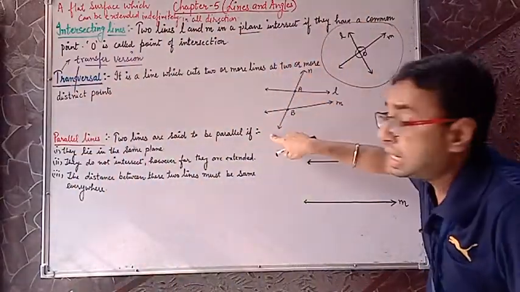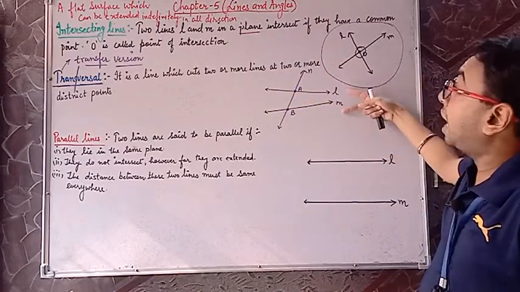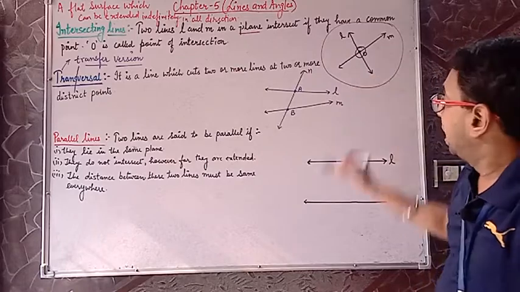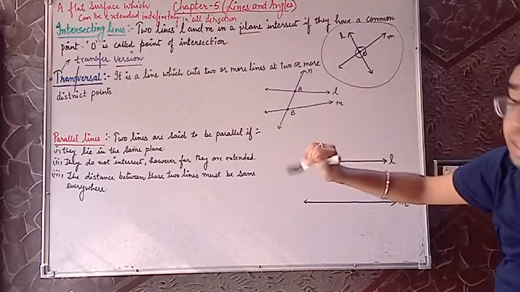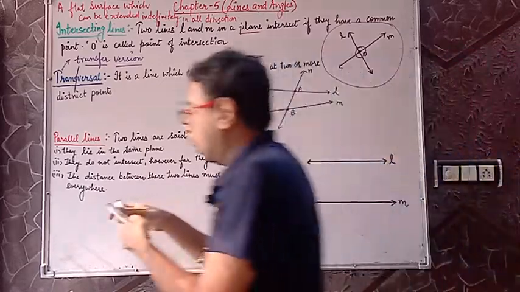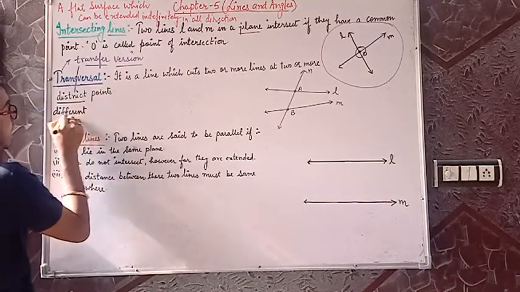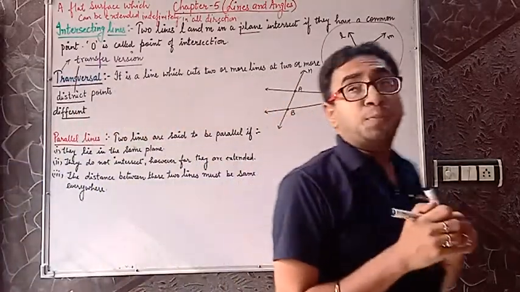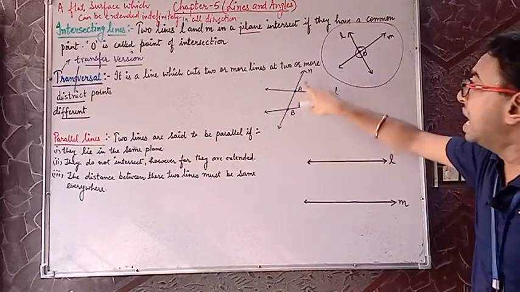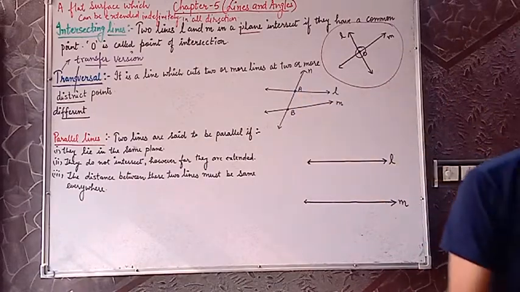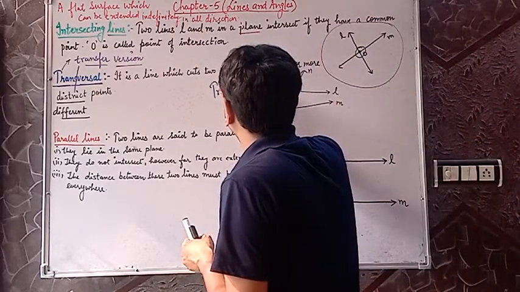But if a single line or a double line, anything, cuts two or more lines at two or more distinct points. Just see here. L and M are two different lines, and this line N is cutting these two lines at two distinct points. What do you mean by distinct? Distinct means different. Clear? Two distinct points A and B. Hence, can I say N is a transversal or not? N is called a transversal.